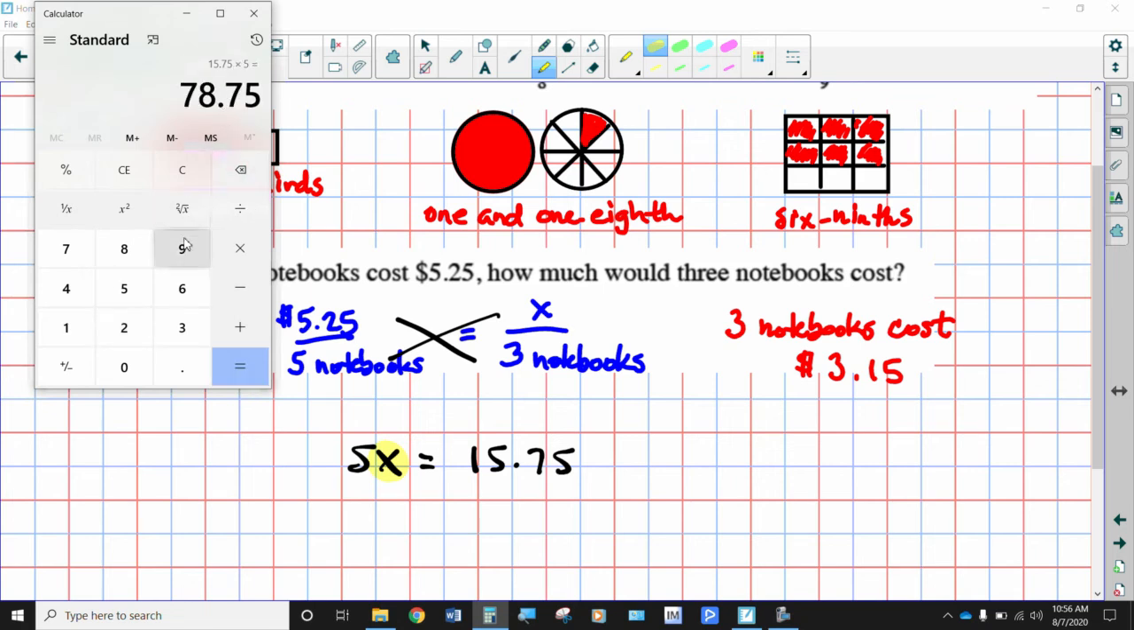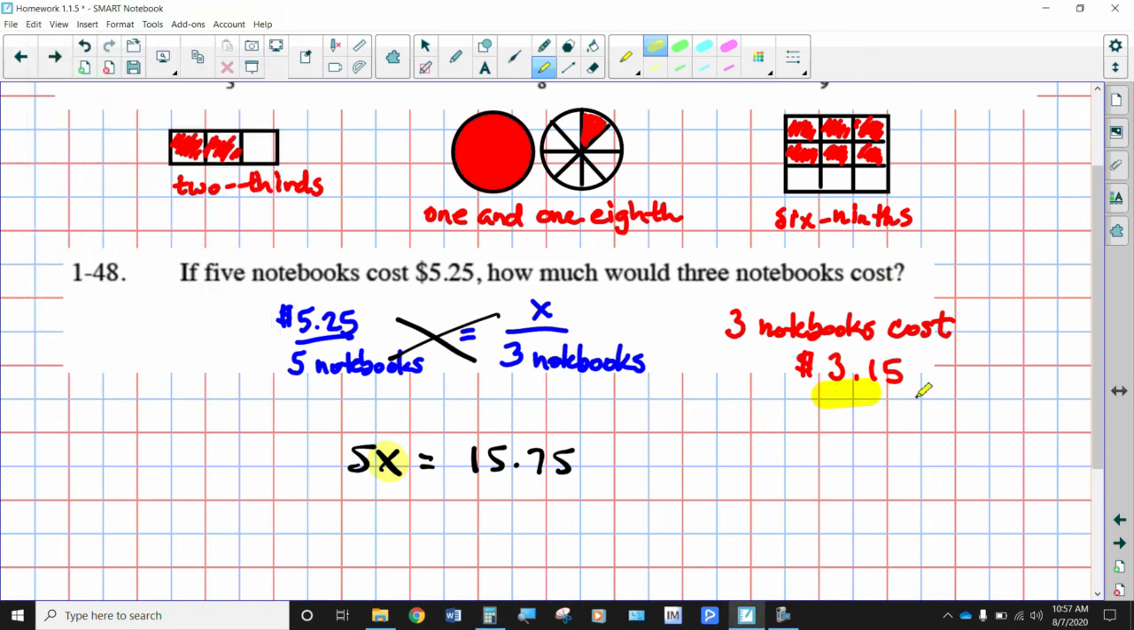Oh, I multiplied. Sorry, hold on. 15.75 divided by 5. There it is, right there.